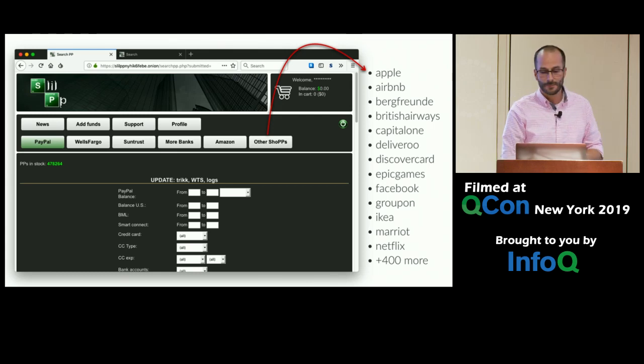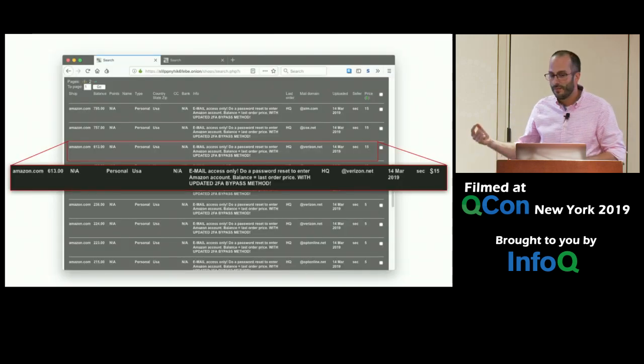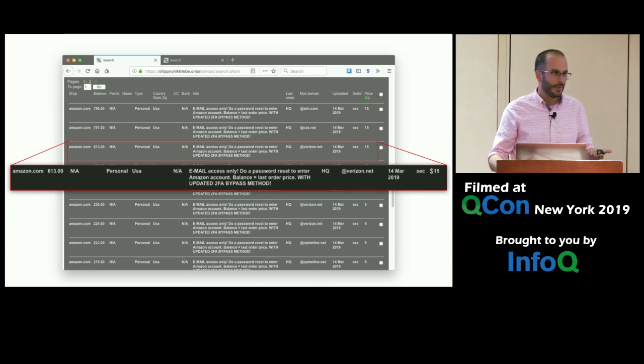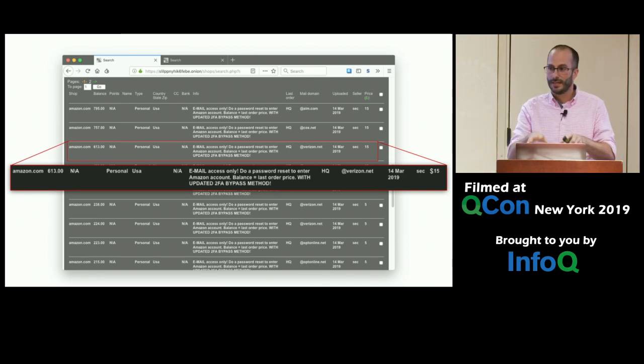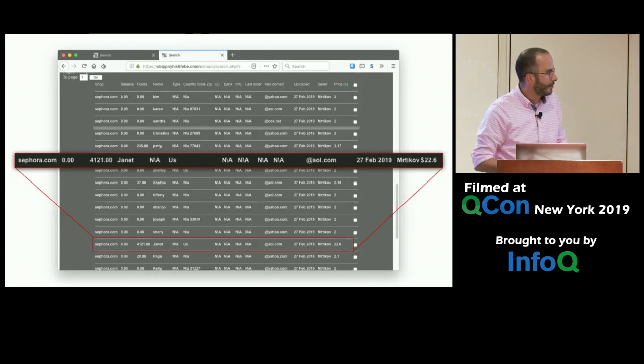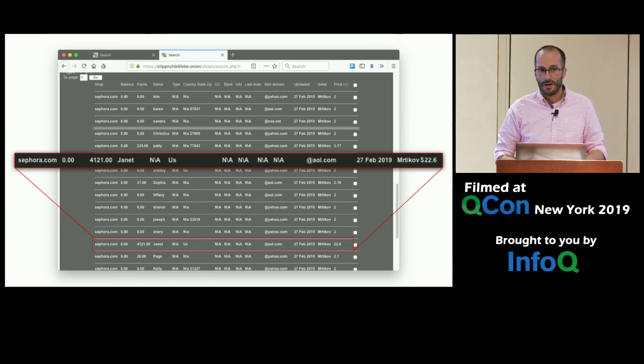Now the value of these accounts differs for the seller, but they all kind of normalize around some similar criteria. Amazon.com accounts, by this seller, are priced based off of the last purchase price in that Amazon.com account. So for an Amazon.com account that has a last purchase price of $613, we sell for about $15. A Sephora.com account with over 4,000 loyalty points will sell for $22.60. So if you have hundreds or thousands of these accounts, you're going to be making some money.